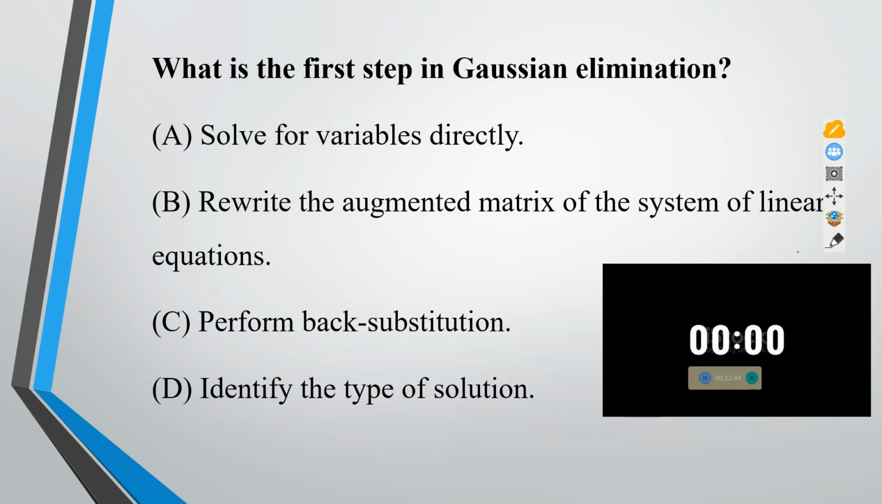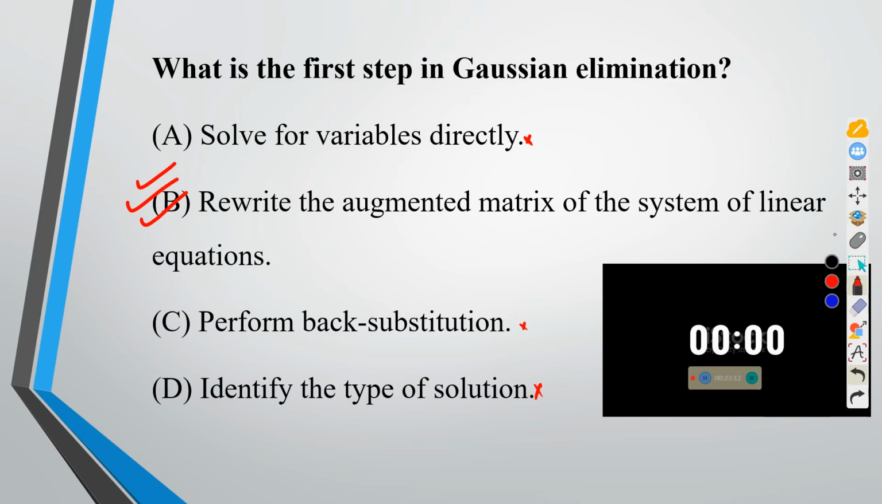So we are looking at the first step in Gaussian elimination. 1, solving for variables directly. No. So it is rewriting the augmented matrix of the system of linear equations. This is true. Perform back substitution. This comes last. Identify the type of solution. No need. So the answer will be B. That is rewriting the augmented matrix of the system of linear equations. So next we look at the next question.